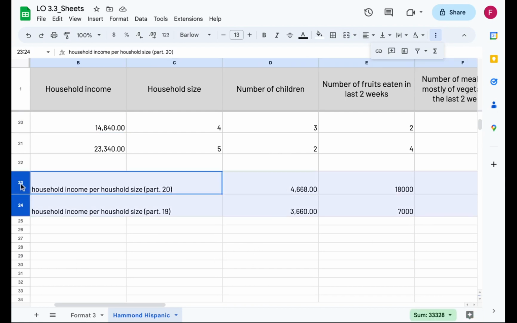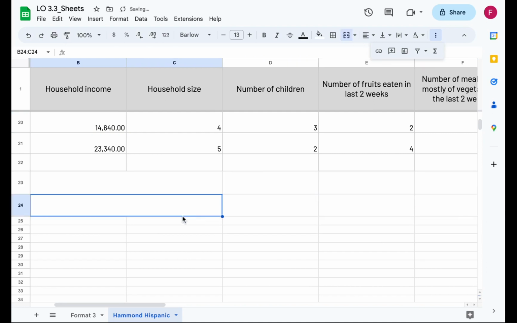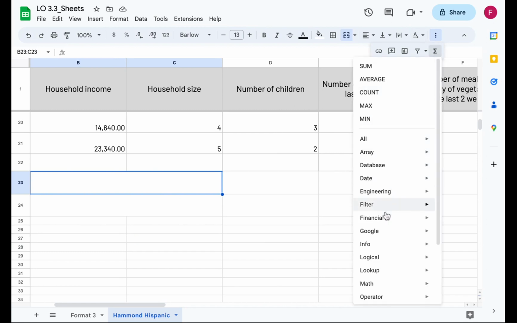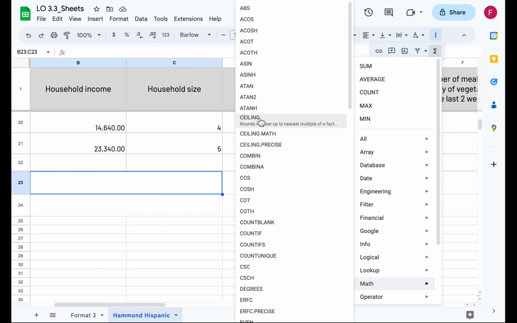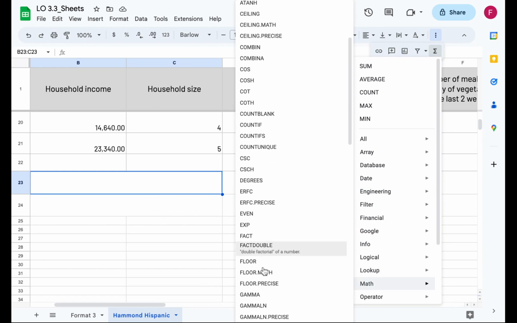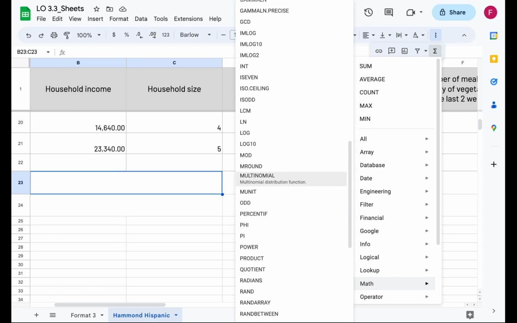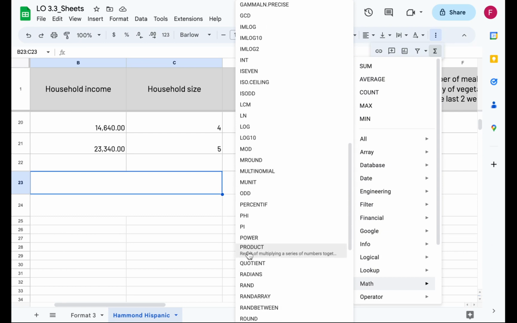But there is also another formula for doing your multiplication, and that is using the product function. You go to Math here, and you see where it says product. Product is a way of multiplying. So instead of multiplying directly, you use product.